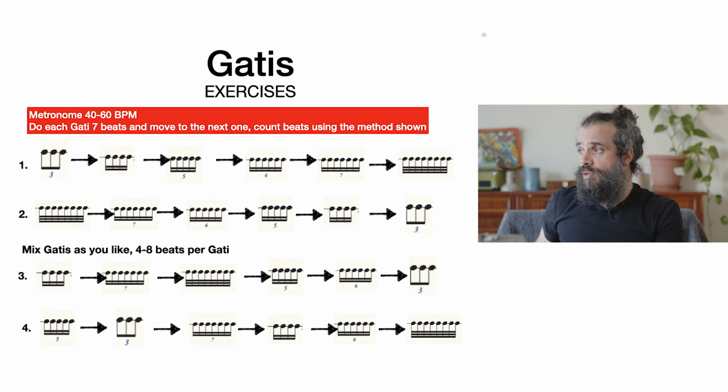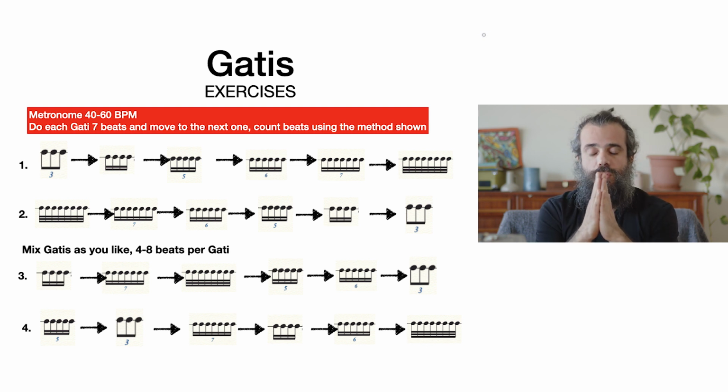So I will start my metronome. I will do it once so you can see how it works. So we count 4 beats. 1, 2, 3, 4.